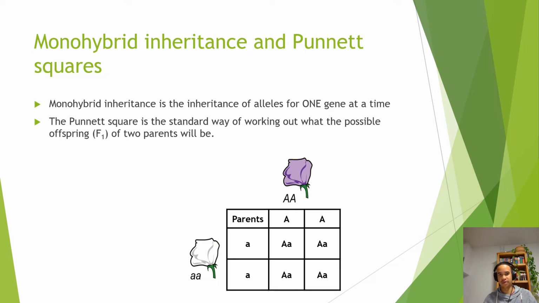So, quick recap, monohybrid inheritance and Punnett squares. We've got a cross happening between two flowers. We've got our purple flower, which is homozygous dominant, and we've been given the genotype there. We've got our white flower, which is homozygous recessive, and we've been given that genotype there.